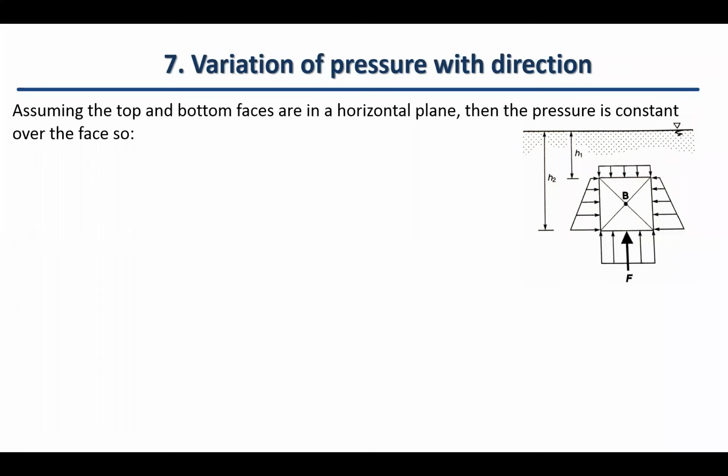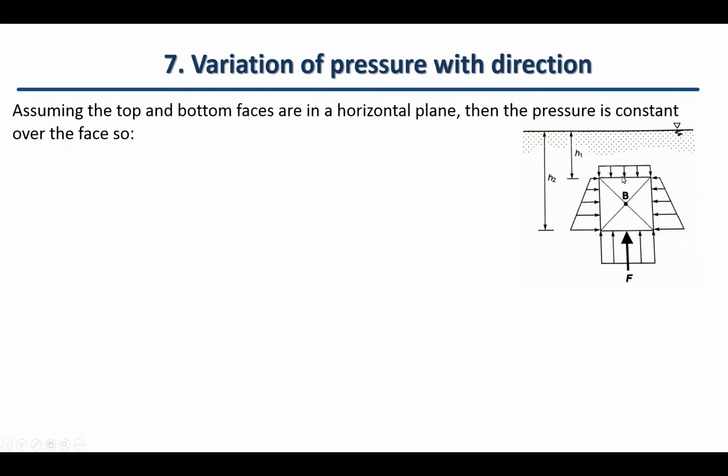Okay, in this section, we're just looking at the variation of the pressure with direction. For example, let's assume that we have a cube under the water. We're going to analyze the distribution of the pressure and also the resultant force. You can see here the top surface and the bottom surface. Let's say they are horizontal planes, and the pressure is constant.